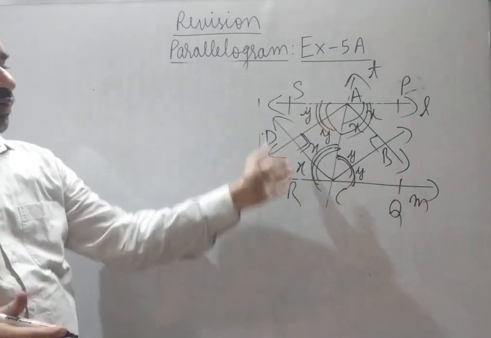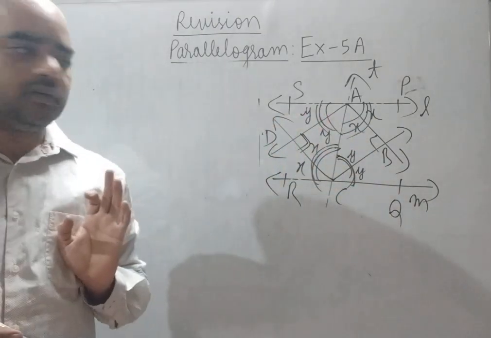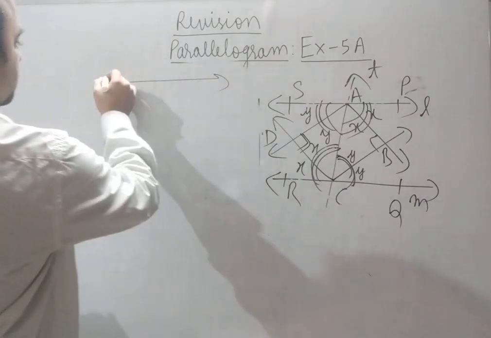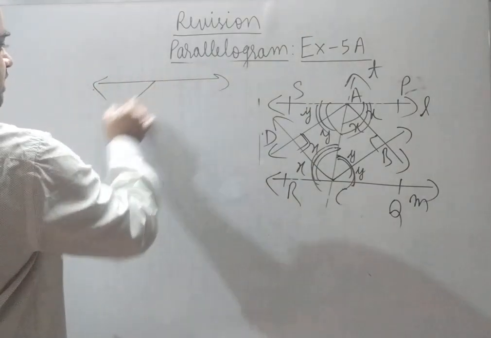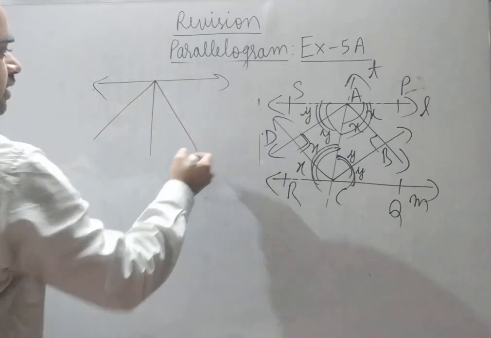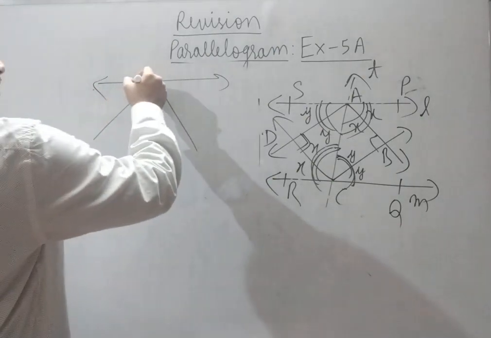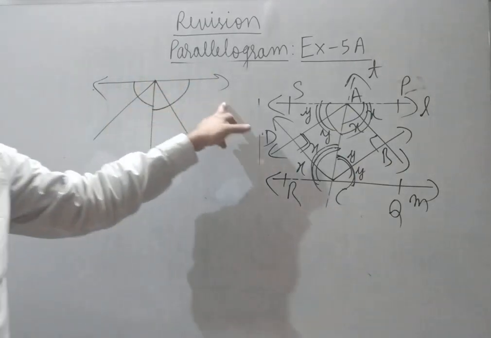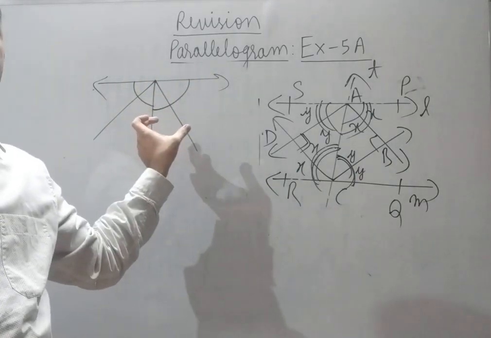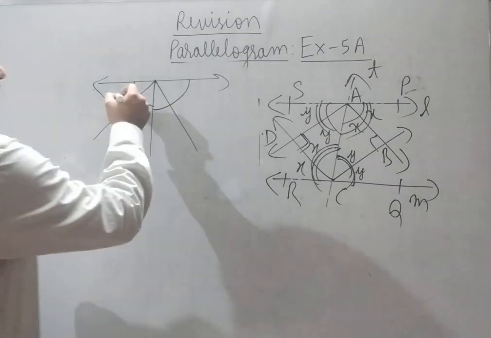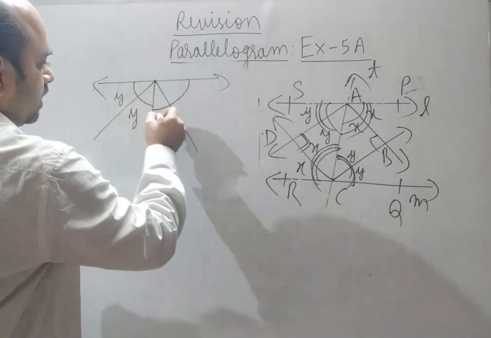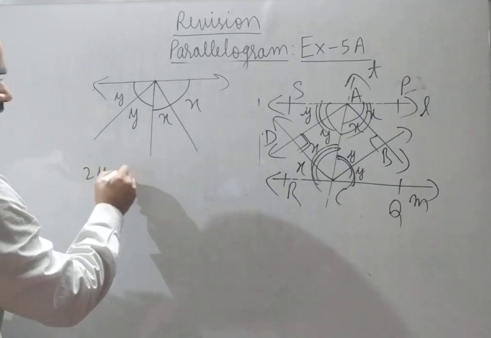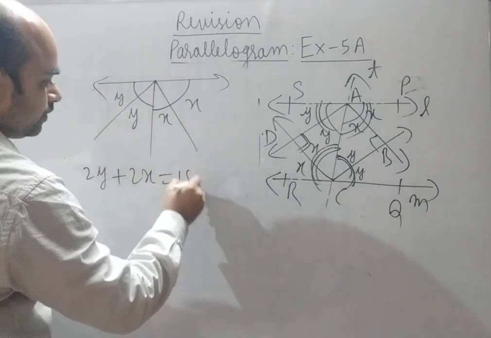So we have proved these two angles are 90 degrees. Now see, this is a straight line. Three parts are there: 1, 2, 3. These three lines. So what is the sum of these two angles? If this is a straight line, the sum of the angles made on a straight line will be 180 degrees. So this is y, y, x, x. It means y plus y is 2y, x plus x is 2x, is equal to 180 degrees.